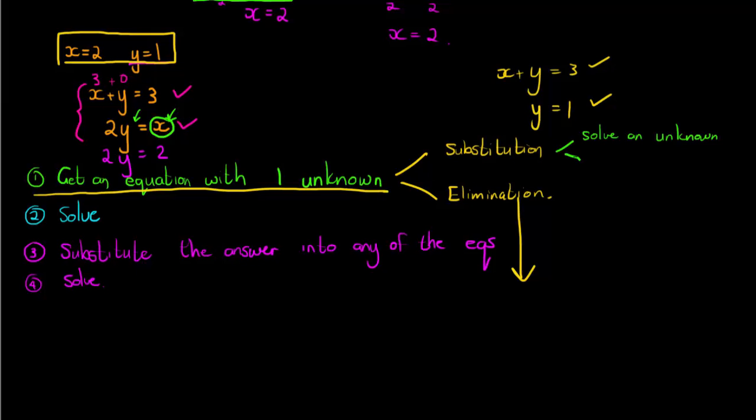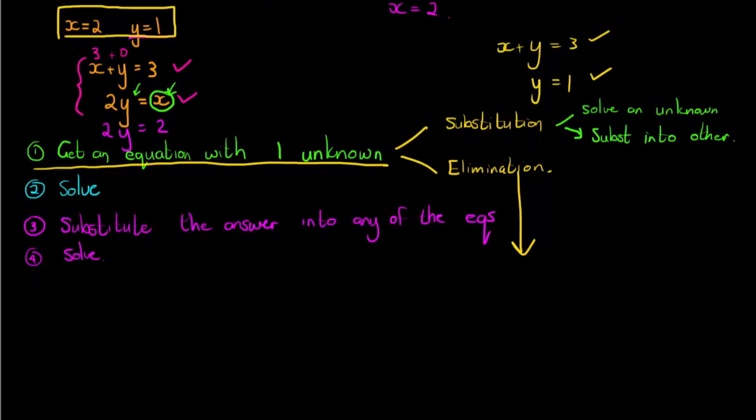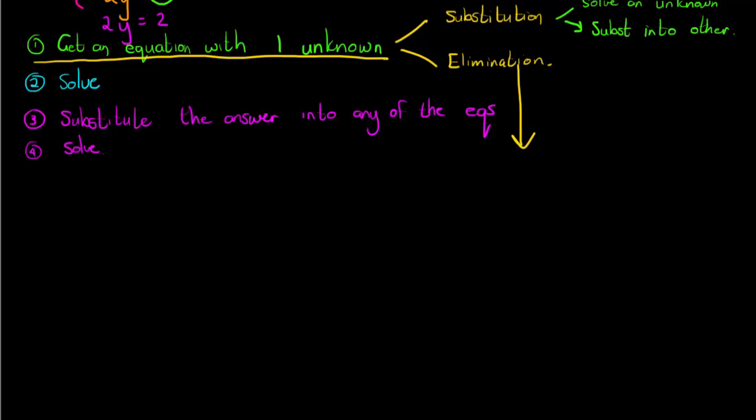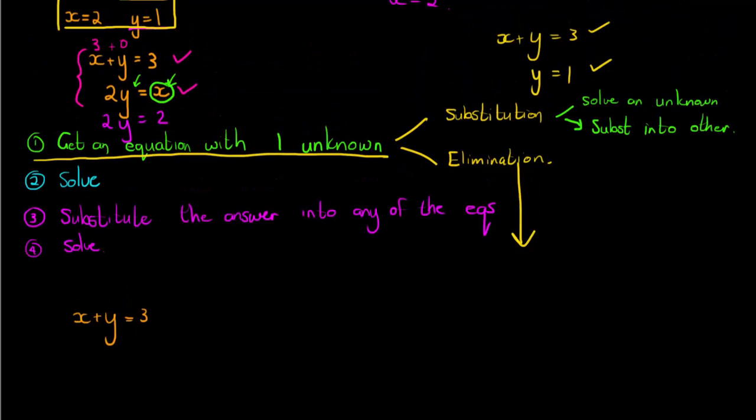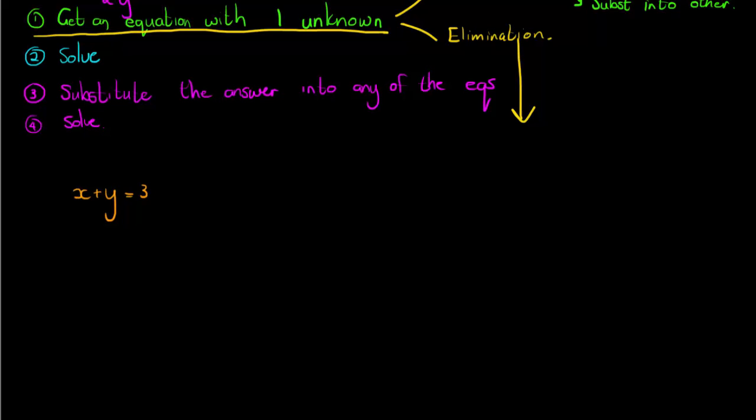After I've solved the unknown, I substitute this unknown, which x can now be substituted with 2y, into the other equation. So let me show you that method. We have x plus y is equal to 3. Was that true? Yeah. And then we have that 2y is equal to x.